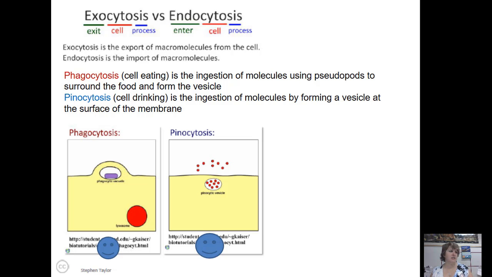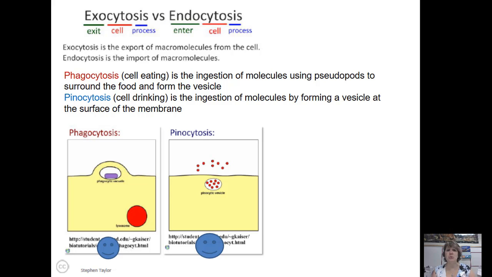All right, the very last section of the textbook is 5.4. This is bulk transport. The two different types of bulk transport that the cell uses are exocytosis and endocytosis. Exocytosis is the export of macromolecules from the cell, so large molecules. This is not just active transport or anything like that. Endocytosis is the import, or bringing in, of macromolecules. So exo, exit; endo, enter.